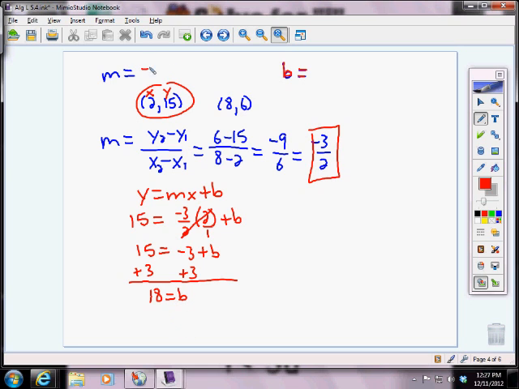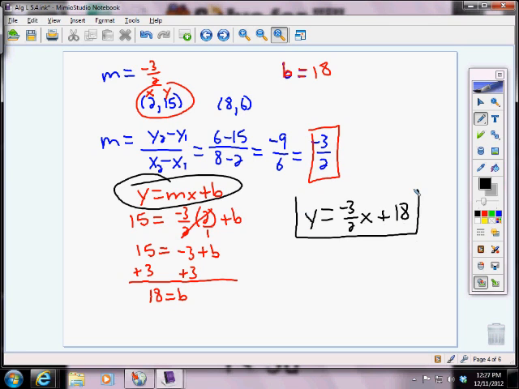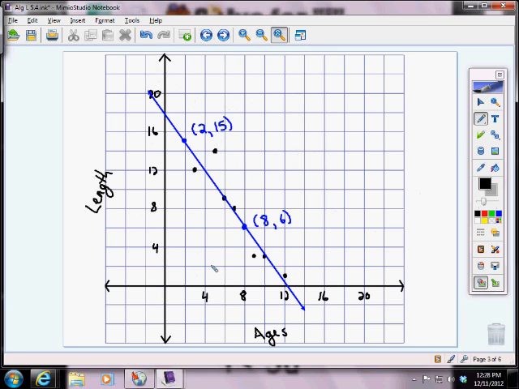So now I have my slope of a negative 3 over 2. I have my y-intercept of 18. Can I write an equation in slope-intercept form? Absolutely. y equals negative 3 over 2 times x plus 18. This work is everything you've been working on so far this chapter. The new thing about this lesson is that you actually have to draw the line to come up with this point. Now what we can do is test it.